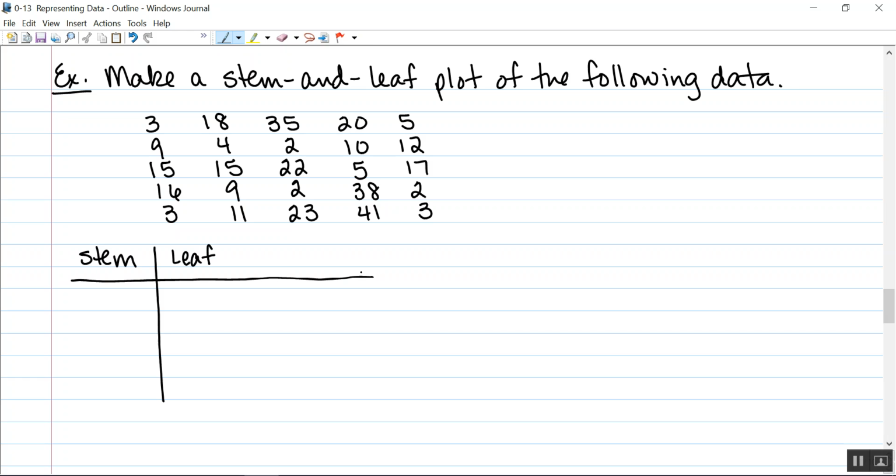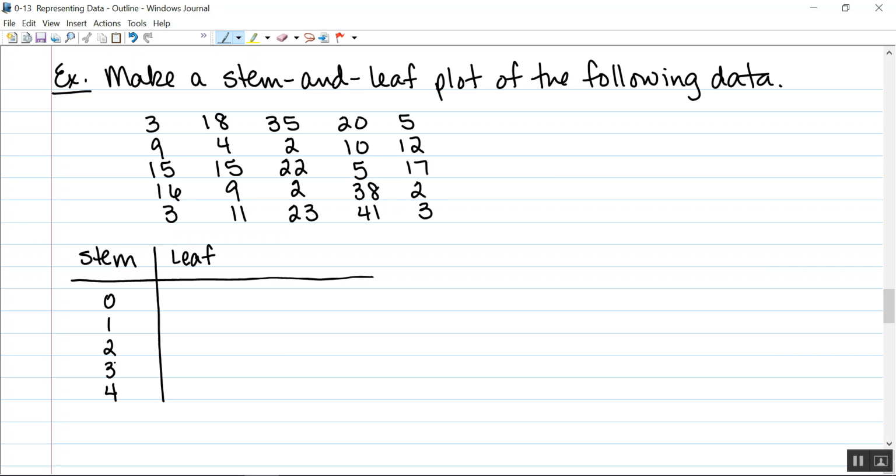Okay, and I'm looking at my data, and I don't actually have to line it up, but I'm seeing that my smallest value seems to be like 2, and my largest is probably 41. So my largest place value is the tens, so that's what I'm going to put here. So I'll have 0 tens, and that's going to represent my single digit numbers, and then 10s, 20s, 30s, and 40s. And now I just need to list the leaves.